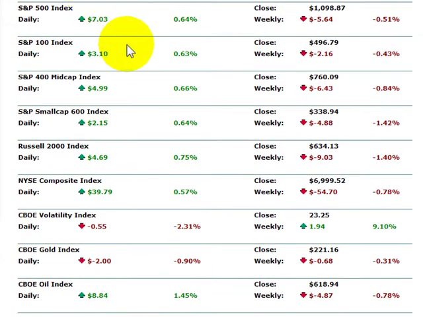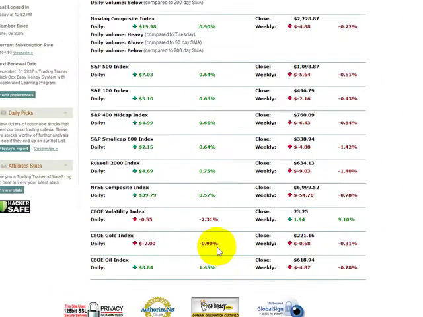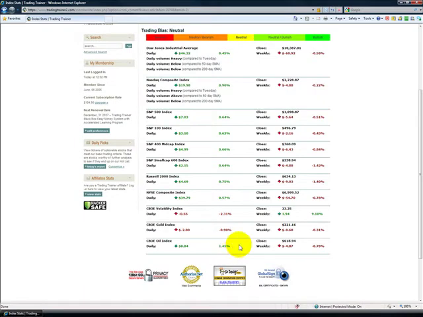Moving on to our secondary indexes, our 100 best stocks out there, shown by the S&P 100, gained 0.63%. Our mid caps, shown by the S&P 400, gained 0.66%. Small caps, shown by the S&P 600 and the Russell 2000, two different perspectives of small caps, gained 0.64 and 0.75% respectively. New York Stock Exchange Composite Index gained 0.57%. Volatility dropped 2.31% down to 23.25. Gold fell 0.9%. Oil up 1.45%.